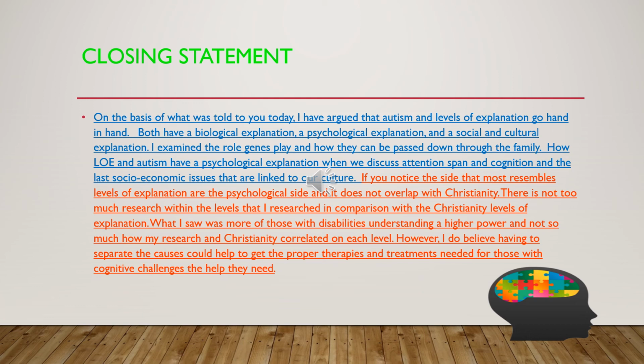If you notice, the side that most resembles levels of explanation is the psychological side, and it does not overlap with Christianity. I didn't find too much research on the levels within that and the comparison with Christianity levels. What I saw was more of those with disabilities understanding a higher power, and not so much how my research in Christianity correlated on each level.